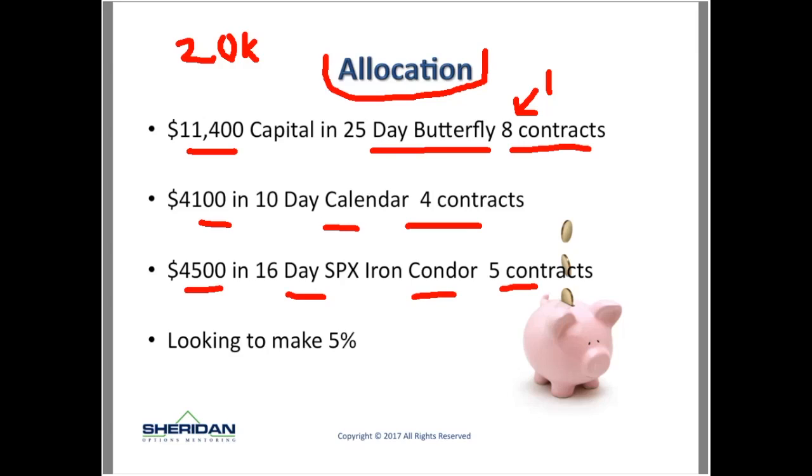So when someone starts this plan, obviously they're not doing 20K. They're starting out with 1 contract and working their way up. But the key is what we're looking to make is about 5% per week on the trades. Now, does it mean you're always going to make 5%? No, but you have a plan, right? The plan is to make about 5%.